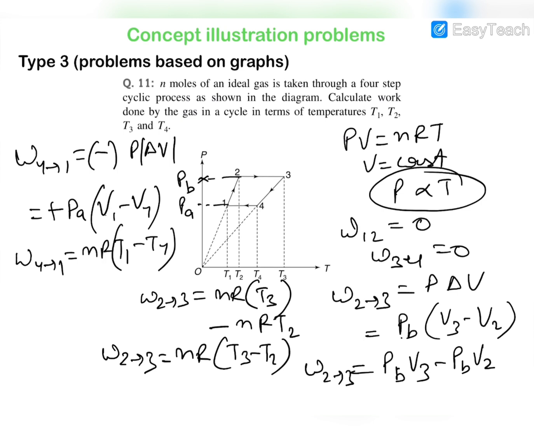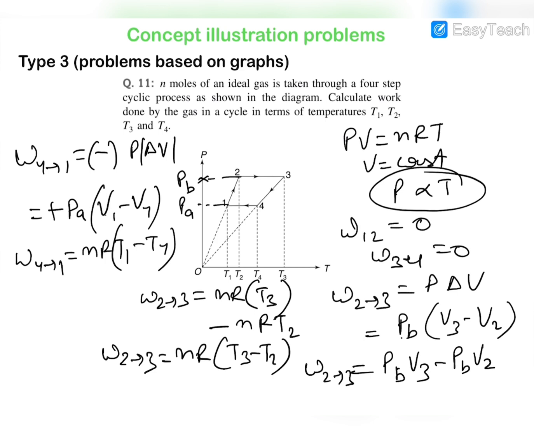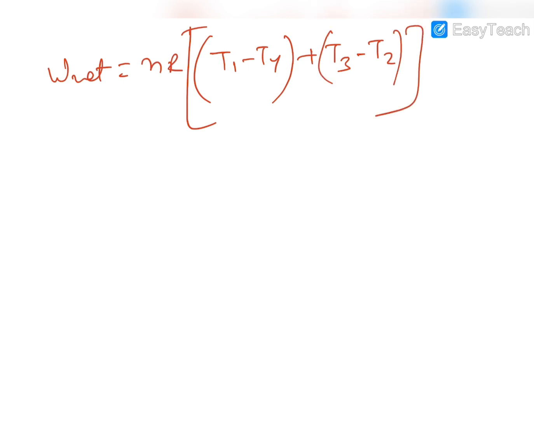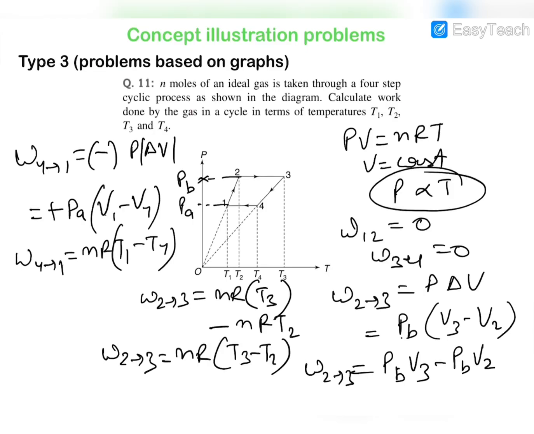So the net work done in the process will be nR common, times T1 minus T4 plus T3 minus T2. It would be T1 minus T4 plus T3 minus T2. This would be the net work done in the cycle. Now we move on to the next question.